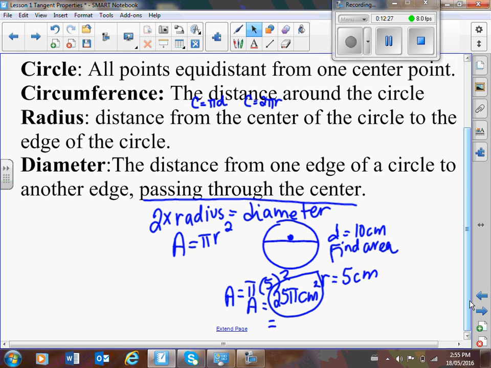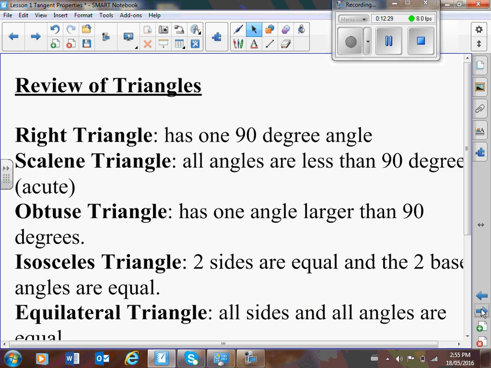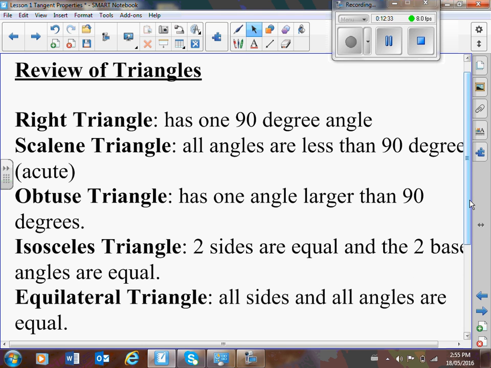Okay, next slide. A few more definitions. A little bit of review of triangles. It might seem weird because we're working on circles, but triangles play an important role in circles. So, a right triangle has one 90-degree angle. We'll see right triangles with that little square in the corner indicating the 90-degree angle. We do not make assumptions. We do not assume a right angle unless it's been marked a right angle.